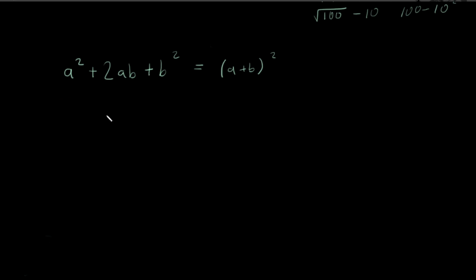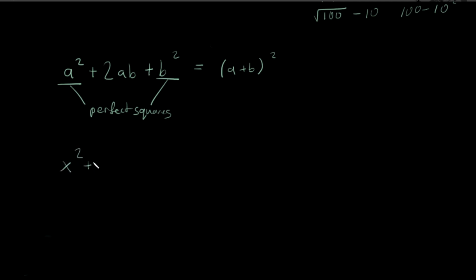This is basically saying that if our first term and our last term are perfect squares, and the middle term is 2 times the product of their square roots, so it's 2 times a, not a squared, 2 times a, and times b, then this whole thing is known as a perfect square trinomial, and you can simply write it out as a plus b squared. Now, let's look at our above expression as an example.